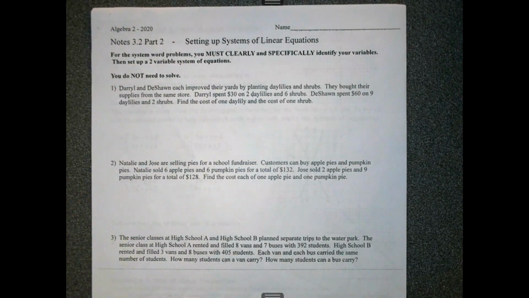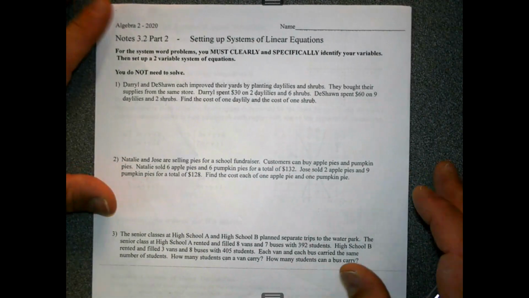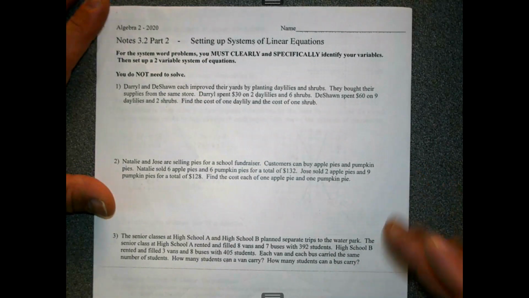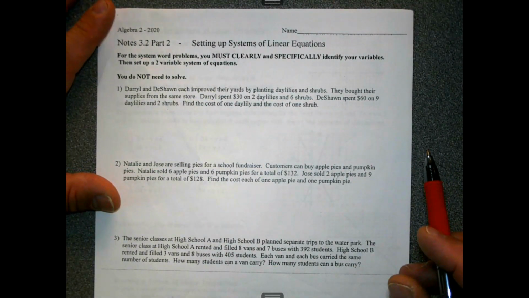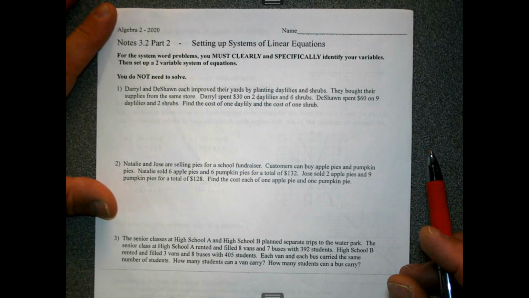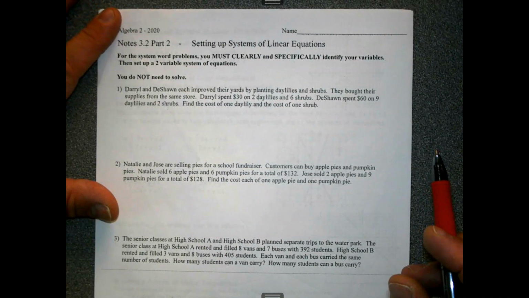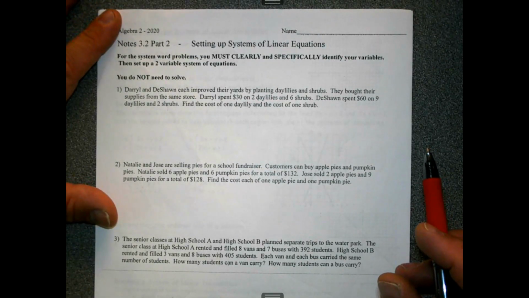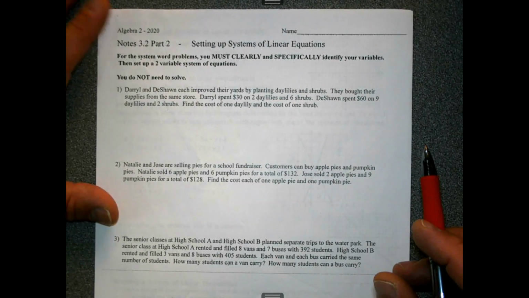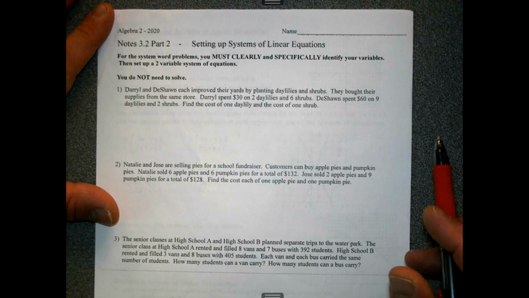Daryl and Deshaun each improved their yards by planting daylilies and shrubs. They bought their supplies from the same store. Daryl spent $30 on 2 daylilies and 6 shrubs. Deshaun spent $60 on 9 daylilies and 2 shrubs. Find the cost of one daylily and the cost of one shrub.